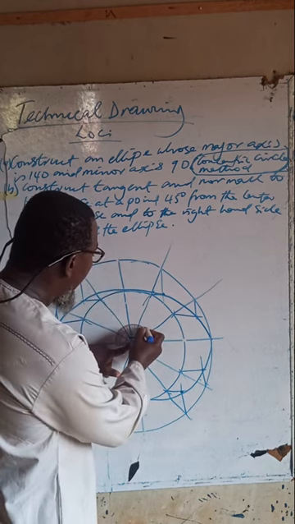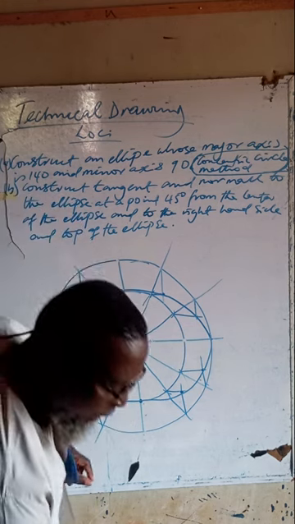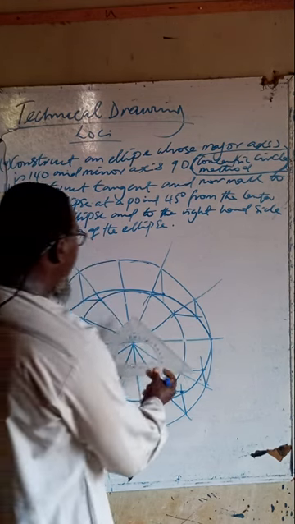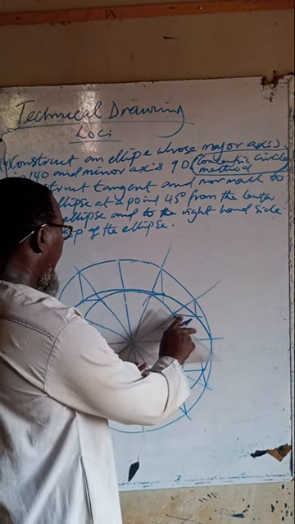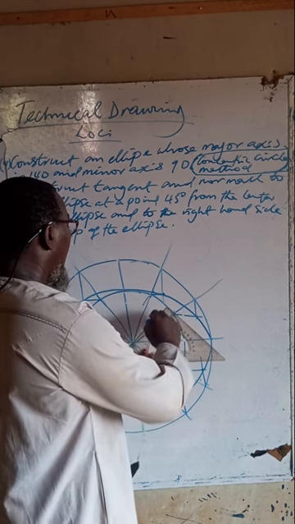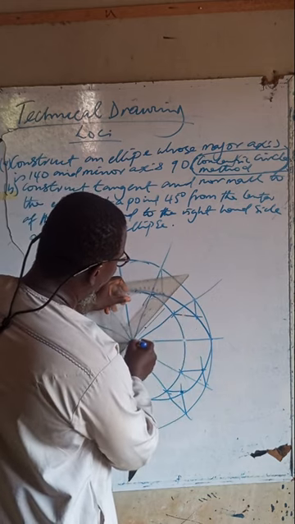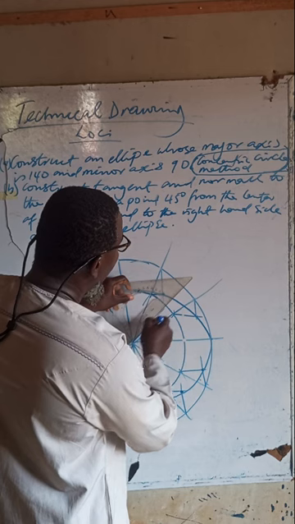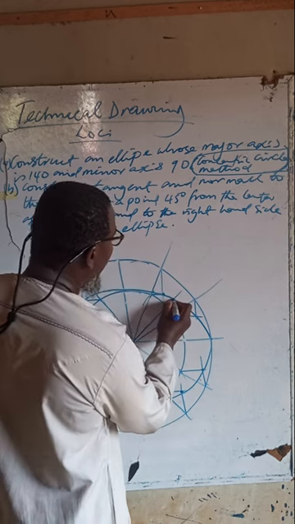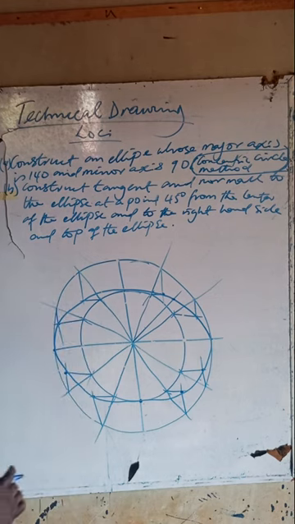45 will be somewhere around here for me. But if you want to use your 45-degree set square directly, you just put it on your T square and it will still give you the same line. Take it like that and extend it until it touches the ellipse. It's touching the ellipse at this point. So that's our point of tangency.